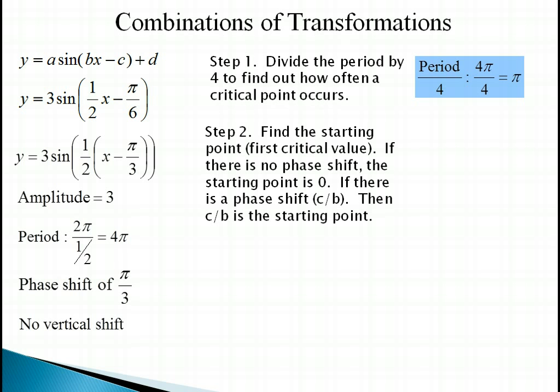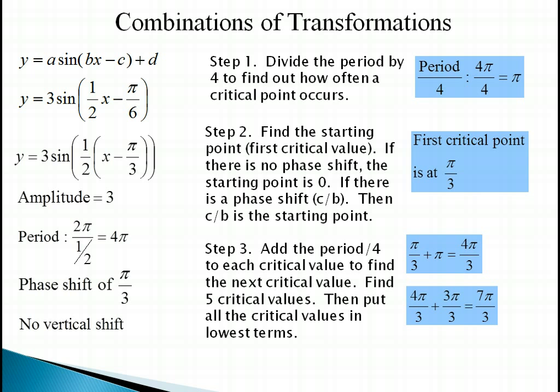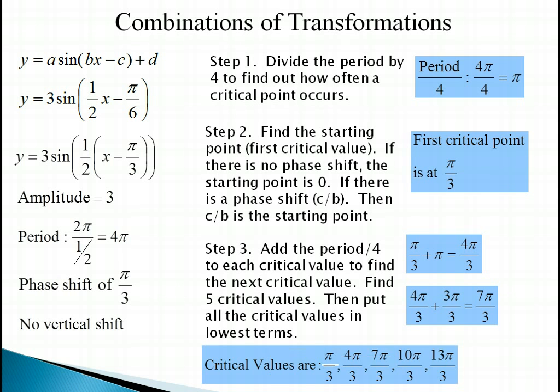Now we're going to find our starting point. In this case, our phase shift is pi over 3 to the right, so it's going to be at pi over 3. And then we're going to take pi over 3 and add pi to it. And that's going to give us 4 pi over 3. Well, adding pi is the same as adding 3 pi over 3. So the next one's going to be at 7 pi over 3. Then continually add the 3 pi over 3 until you get all your critical points. And if you need to, put them in lowest terms, but these are already in lowest terms.